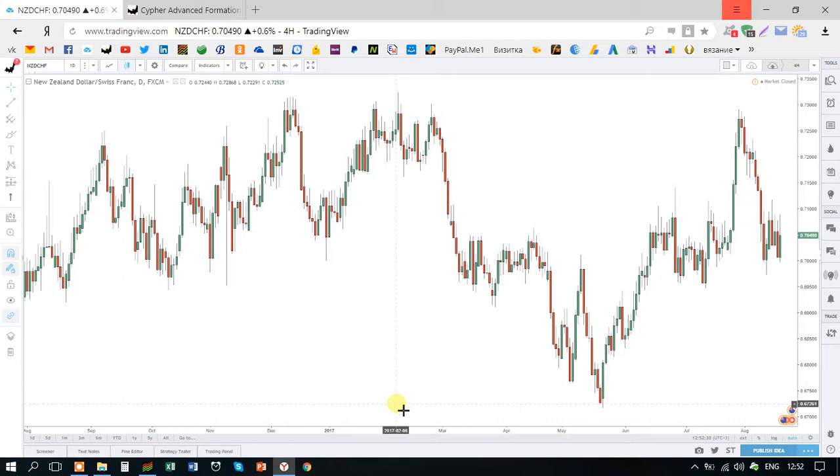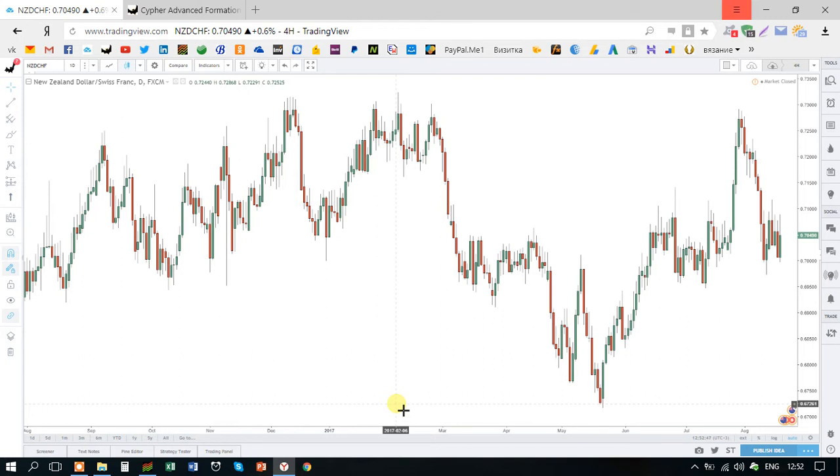And in today's video I will talk about one of the most accurate patterns ever created. This pattern is called the Cipher Advanced Formation. According to my market research, some pairs are as much as 86% accurate with this pattern.